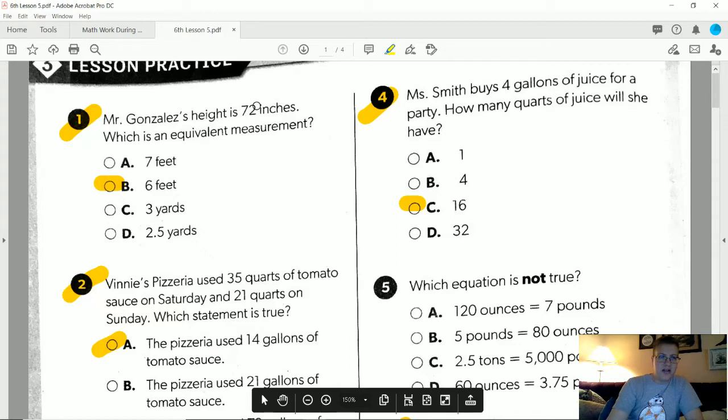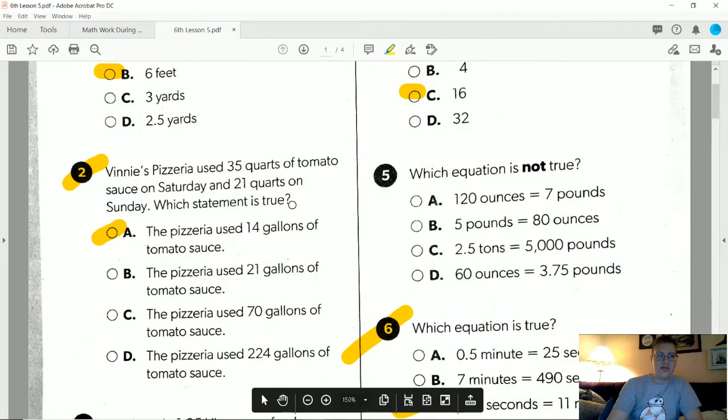So number one, we have 12 inches per foot. So if I do 72 divided by 12, I would get exactly 6 feet. Number four, I have 4 quarts to a gallon. So I can do 4 times 4 to get 16 quarts.